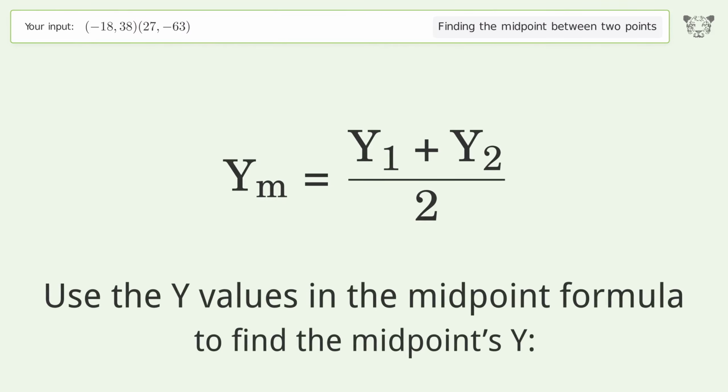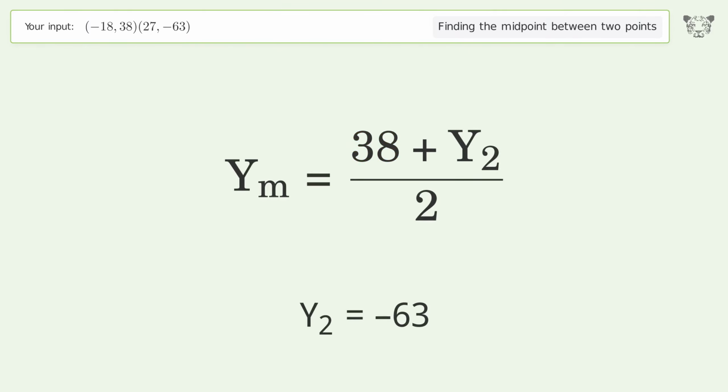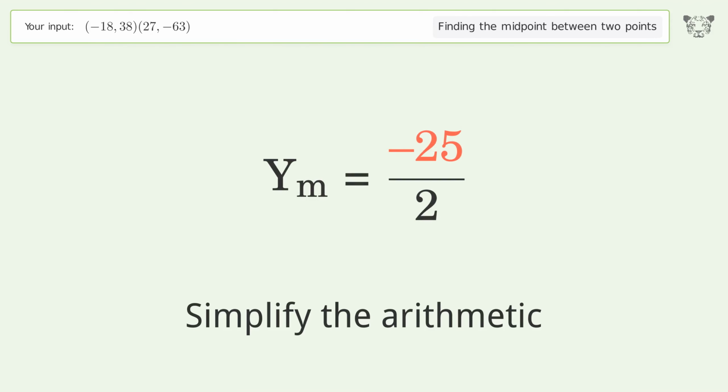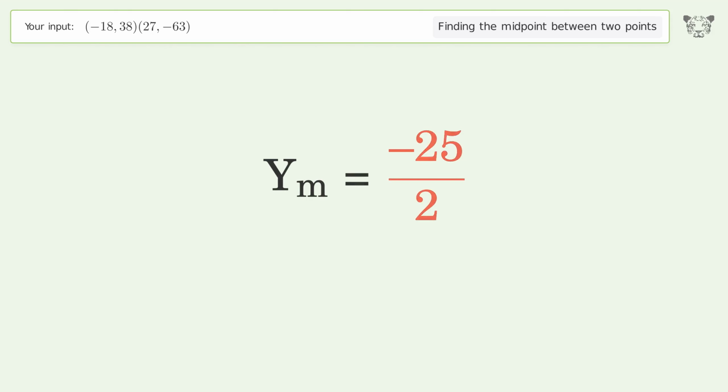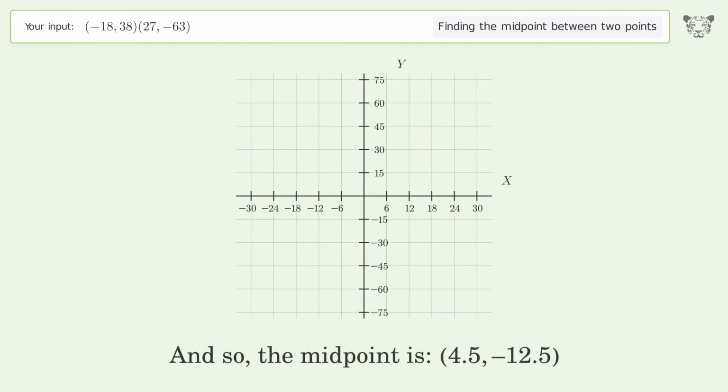Use the y values in the midpoint formula to find the midpoint's y. y1 equals 38. y2 equals negative 63. Simplify the arithmetic. And so, the midpoint is 4.5, negative 12.5.